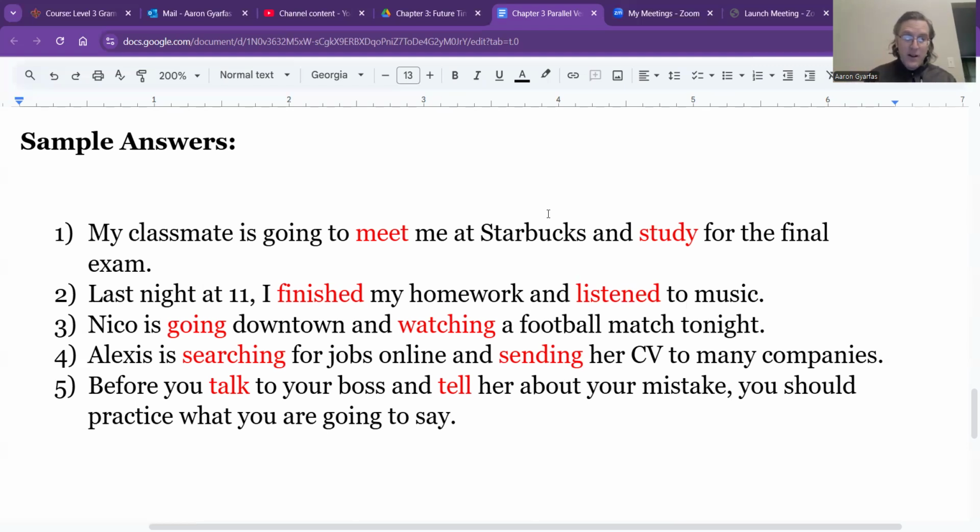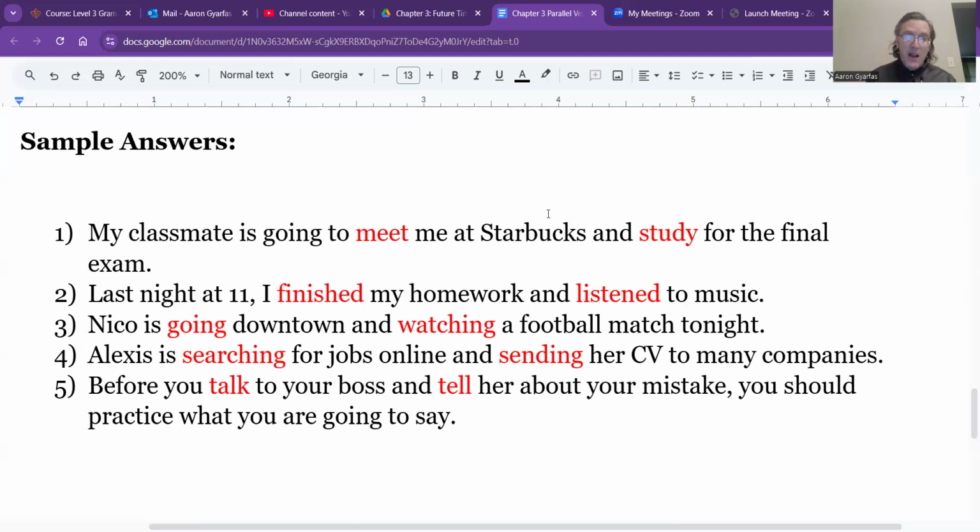In number 4, it's present. It's happening right now. Present progressive. We have Alexis is, we have that be verb. After that be verb, we need an ing verb. They both need to be an ing verb. Searching for, or maybe looking for jobs online, sending her CV to many companies, giving her CV to many companies, emailing her CV to many companies, but they both need to be ing verbs.